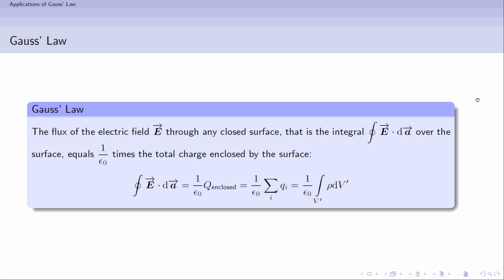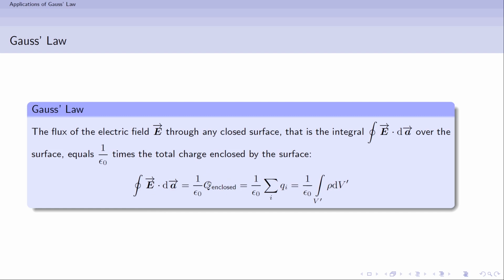So to remind you of what the Gauss law is, in the last lecture we saw that the Gauss law says that the flux of the electric field E through any closed surface, which is basically the surface integral of the electric field, equals 1 by epsilon naught times the total charge which is enclosed by the surface.